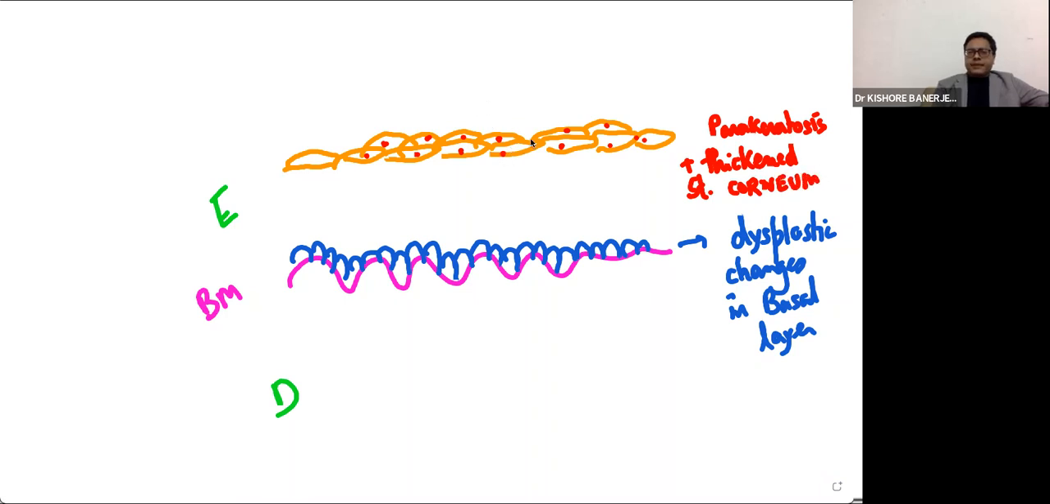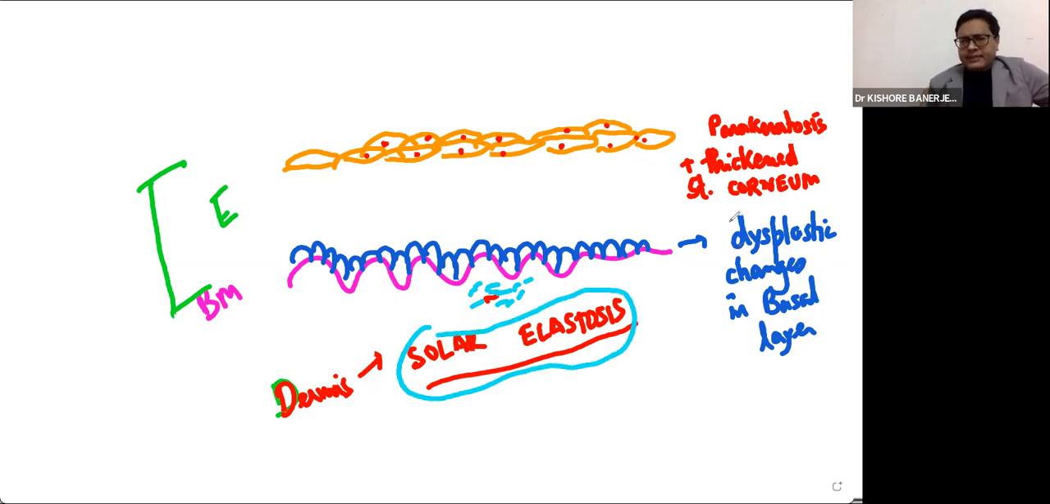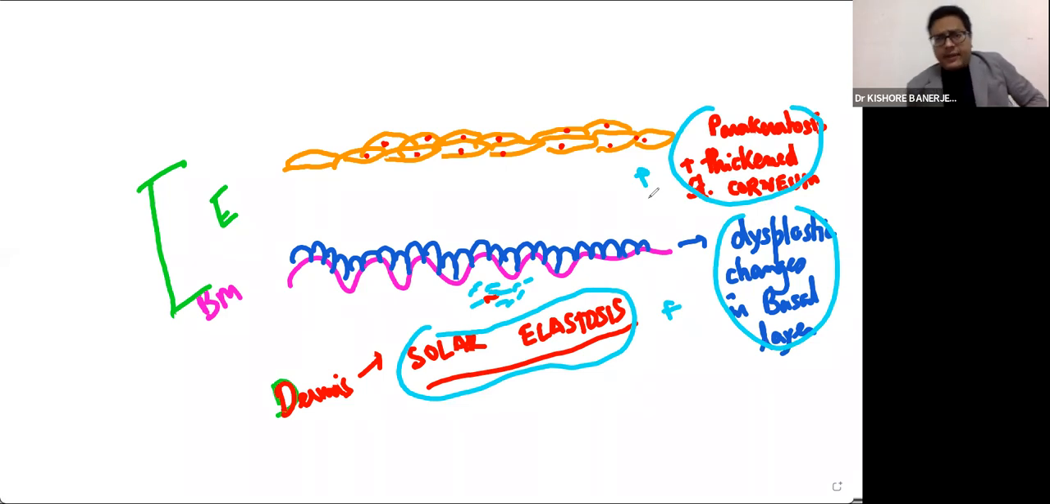Plus, you'll be getting another important aspect called solar elastosis. The changes mentioned so far are seen in the epidermis, but in the dermis we get solar elastosis. Solar elastosis means that in the superficial dermis, due to damage by the sun rays, fibroblasts deposit abnormal grayish-blue elastic substance in the upper dermis. So solar elastosis plus dysplastic changes in the basal layer plus parakeratosis and thickened stratum corneum are quite characteristic in the skin biopsy.